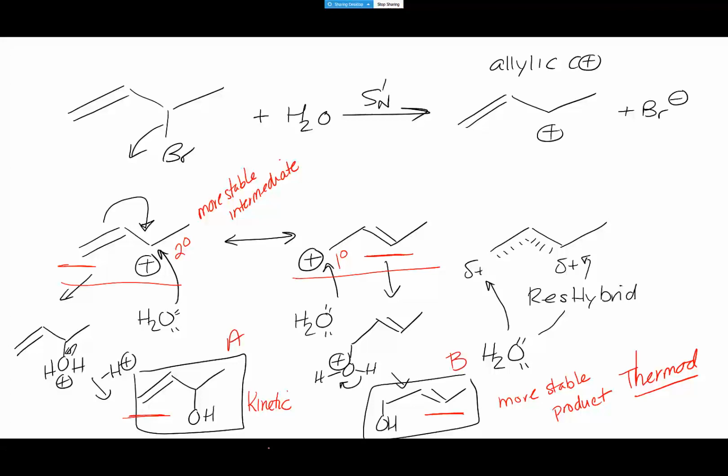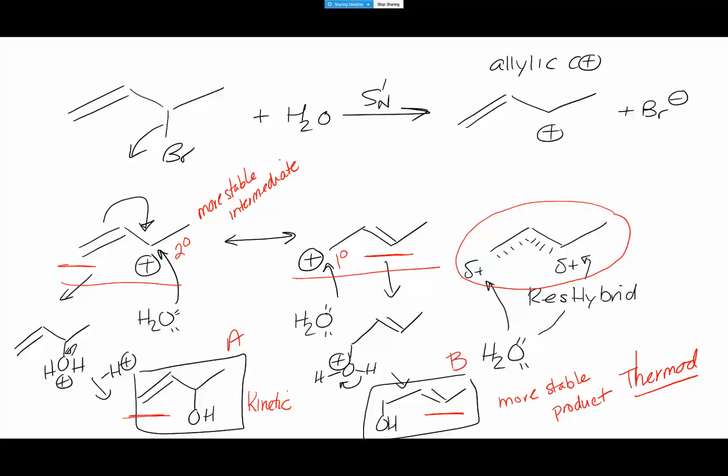I should make this a take-home quiz problem, but you could draw that exact same reaction coordinate diagram starting from this. You would end up with the more stable product lower in energy than the kinetic product, and so you would have all the same features of reversibility.